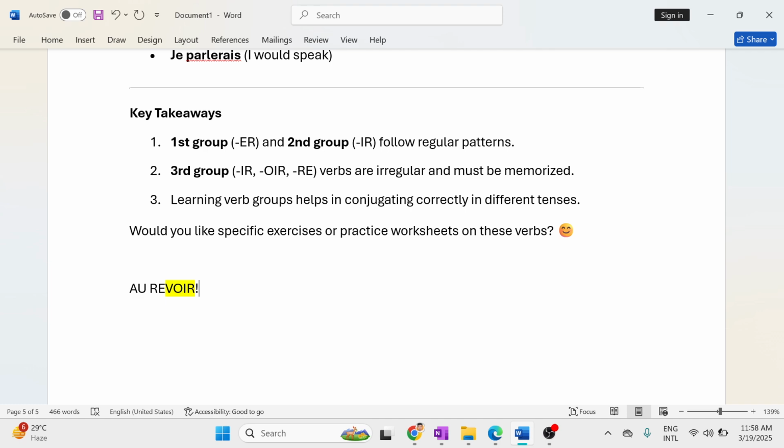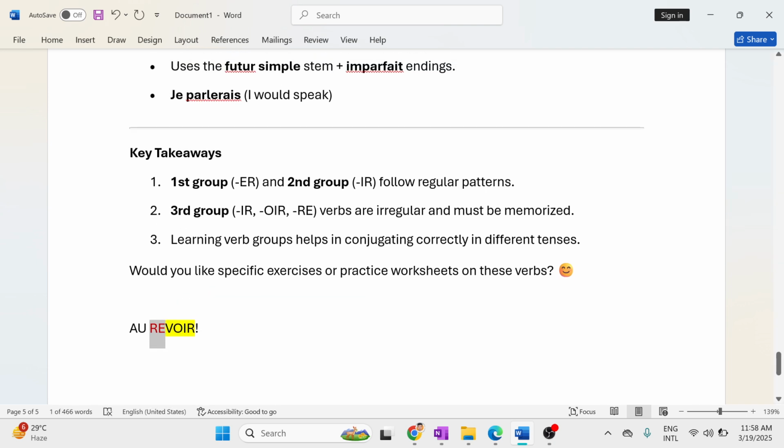So au revoir means I'm going to see you again. Basically it means see you next time. There is a specific expression for that, but here at least it means see you again. Revoir: this re is basically again, or repetition of the same. That's the thing, I think.